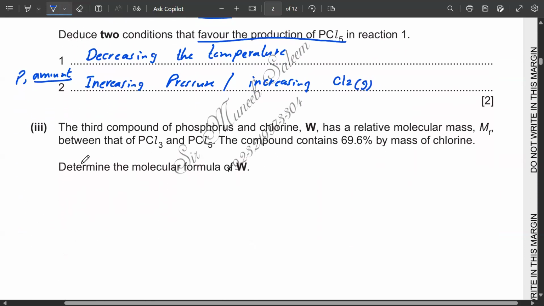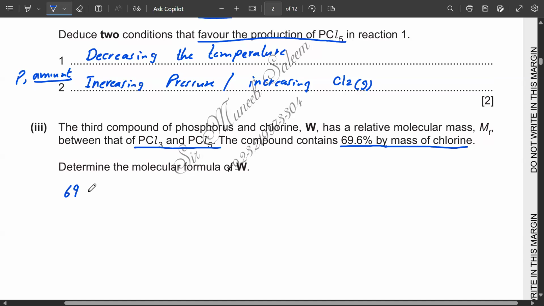The next question is 3. The third compound of phosphorus and chlorine, W, has a relative molecular mass Mr between that of PCl3 and PCl5. The compound contains this much mass of chlorine. Determine the molecular mass of W. So we are supposed to find another compound of phosphorus and chlorine which must have a mass in between these two compounds. Now we have been provided this much percentage mass of chlorine. From this value, we can find the percentage mass of phosphorus.